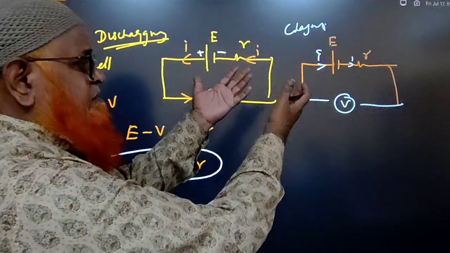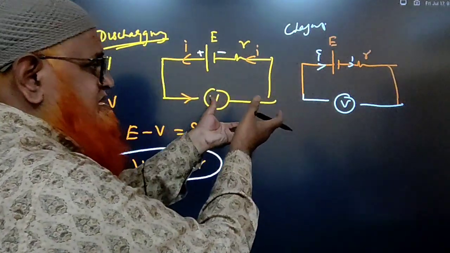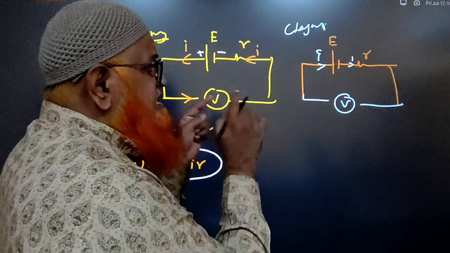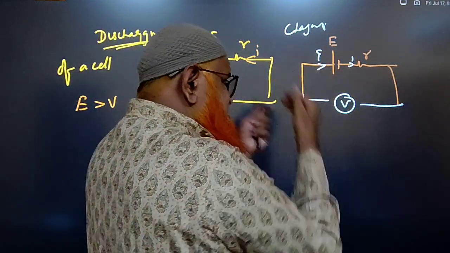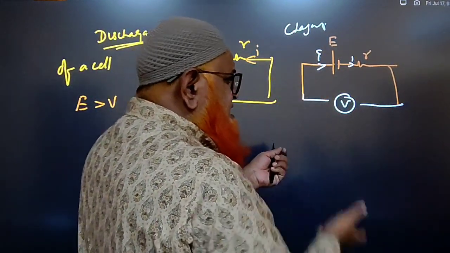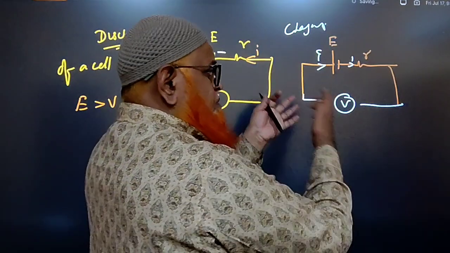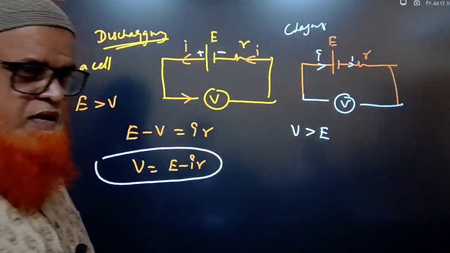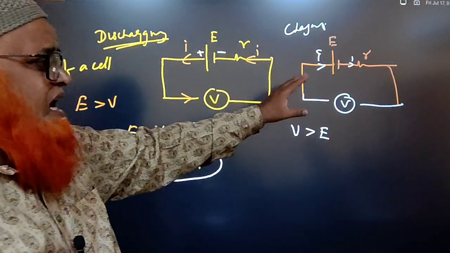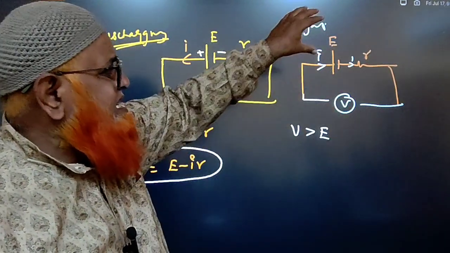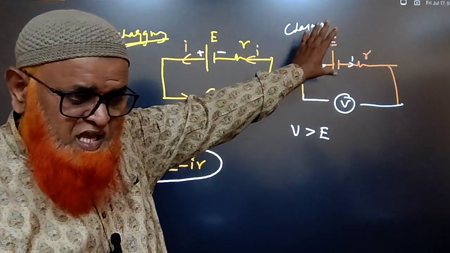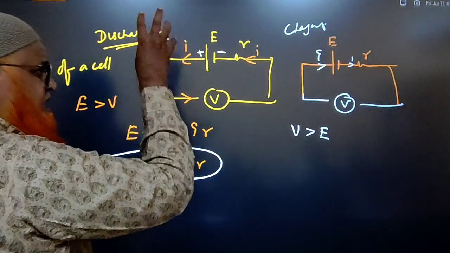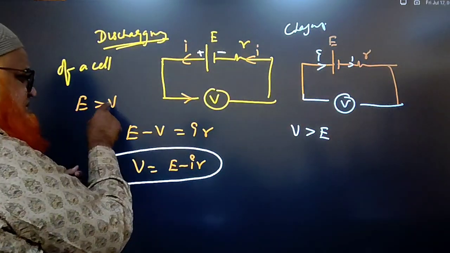We are charging the cell, means you are applying a potential in such a way that the cell gets charged. When the cell is discharged, there is no EMF in the cell, so you need to charge it by applying an external potential. That means in this case, external potential is greater than E. Hope you understood what I am saying now. In the case of charging, external potential is greater than the internal EMF of the cell.